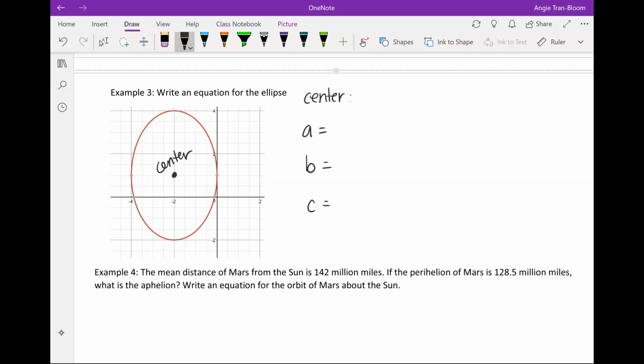So center is at -2, +1. Hannah, were you able to find an A value at all? Okay. How long is that A value? 3? Okay, A would be 3.